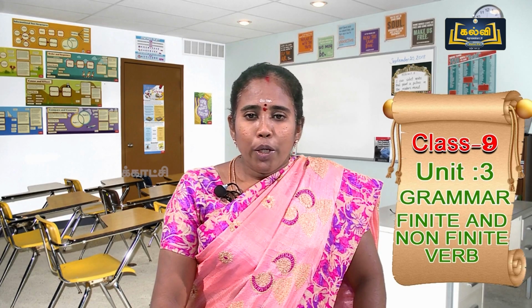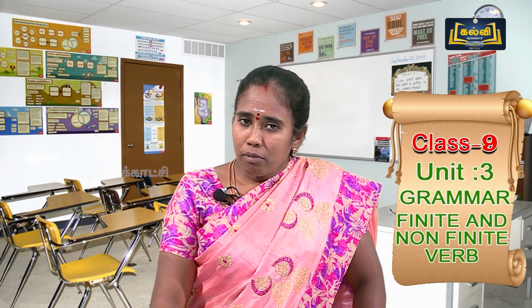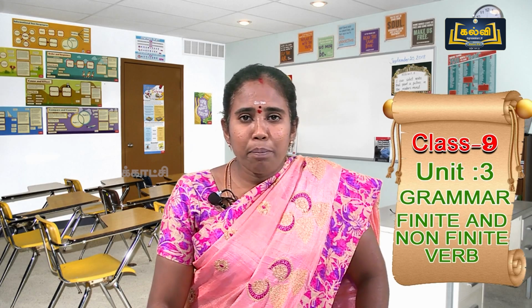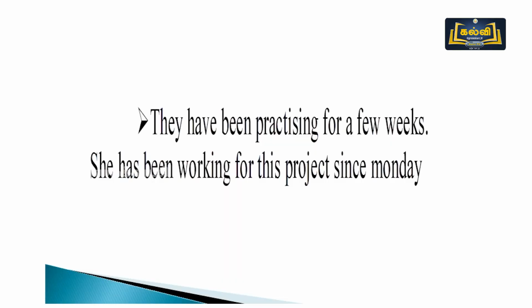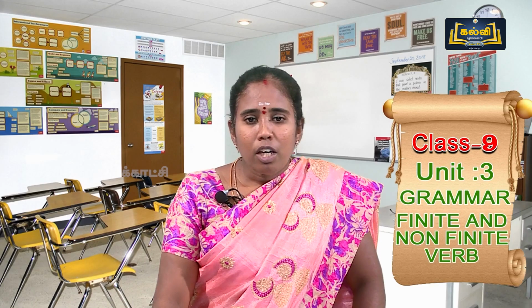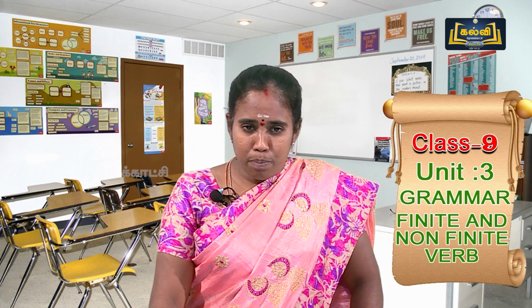By this time, you will be clear about present participle. Am I right? Underline the present participle verbs. They have been practicing. Here, have been practicing, you have to underline. In the second sentence, she has been working for this project. You have to underline the verb has been working. Then you will be clear about present participles.